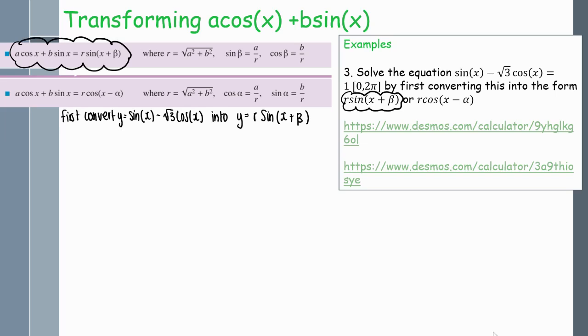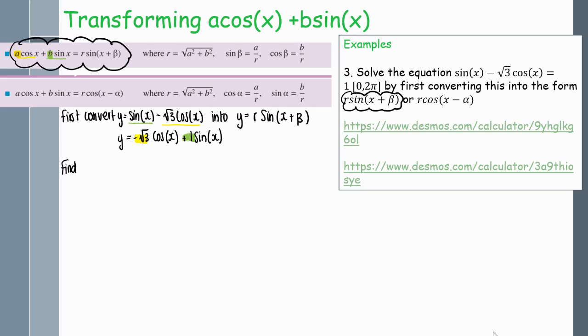Just notice here, in our equation we normally have a cos x plus b sine x equals r sine x plus beta. In my equation that I was given in the question, I have sine x first, so I'm just going to flip these around to make sure I don't make any mistakes with my a and b. So now I have y equals minus root 3 cos x, if I put that first, plus 1 sine x. This makes it better because my a I can identify as minus root 3 and my b is a plus 1, or positive 1, outside the sine.